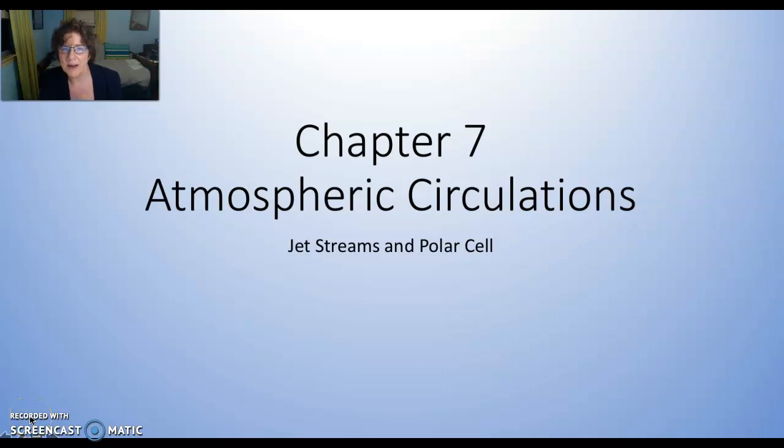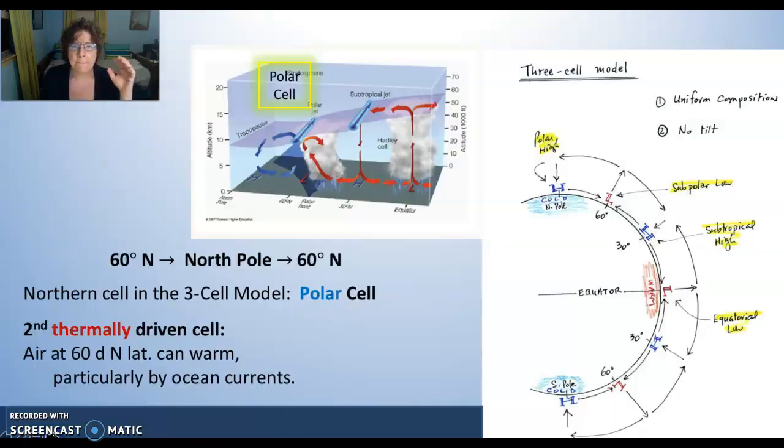Hi, this is a very short video on the second cell of the three-cell model. The second cell is called the polar cell, and let's get into it. The polar cell is from 60 degrees north to the North Pole and from 60 degrees south to the South Pole. It is the northern cell in the three-cell model in the Northern Hemisphere.